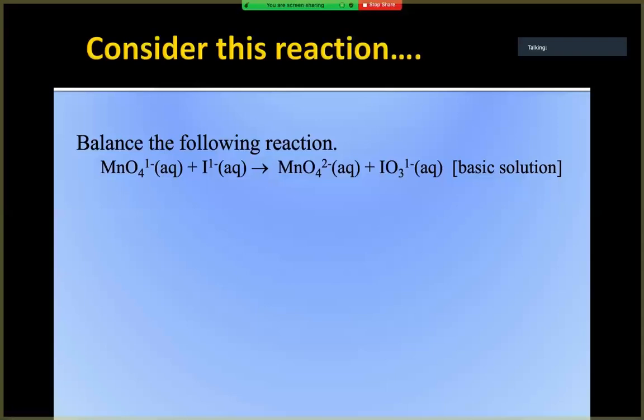Forgot to hit a button. Don't worry about the basic part right now. We just want to get our half reactions. We're not worried about balancing this all the way.